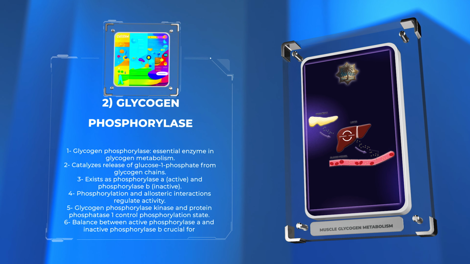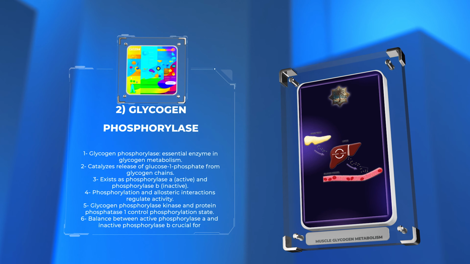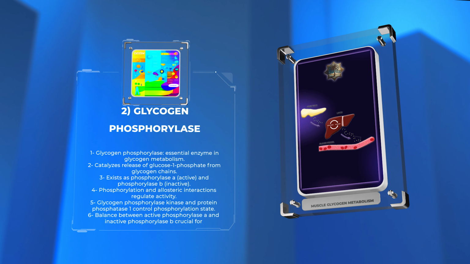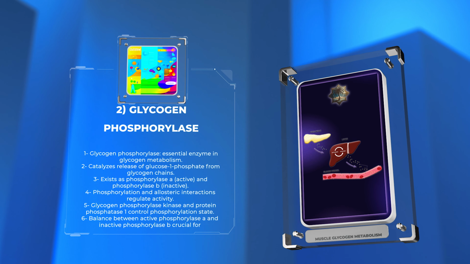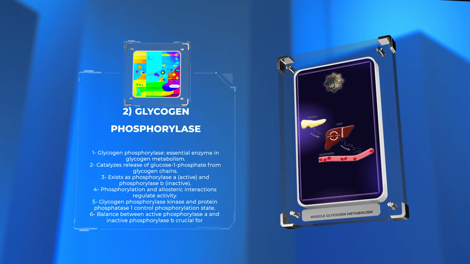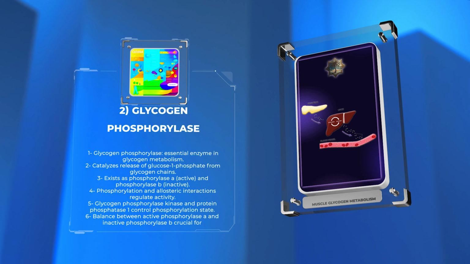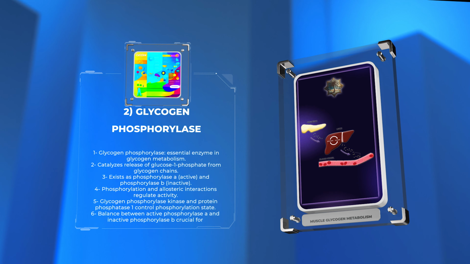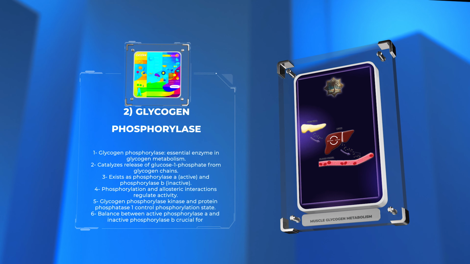It catalyzes the release of glucose 1-phosphate, G1P, from glycogen chains by breaking alpha-1,4 glycosidic bonds. Glycogen phosphorylase exists in two forms, phosphorylase A, active, and phosphorylase B, inactive, regulated by reversible phosphorylation and allosteric interactions. Phosphorylation of glycogen phosphorylase occurs via the action of phosphorylase kinase, which is activated by phosphorylation by protein kinase A in response to glucagon or epinephrine signaling.